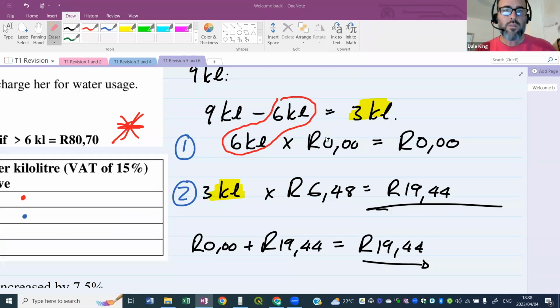So she took 80 Rand and 70 cents, which is the fixed charge, and added it with the 19 Rand and 44 cents. And then she got 100 Rand and 40 cents. Well done, Sonia.